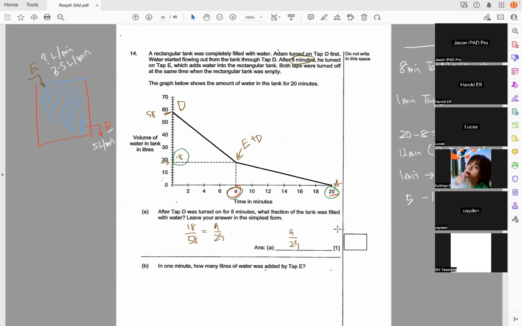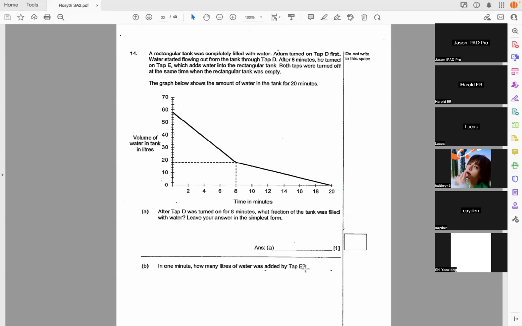So the answer is, in 1 minute, how many liters of water was added by tap E? 3.5, added by tap E, 3.5 liters. Or you don't write 3.5 liters per minute, just write 3.5 liters will do. Any question? Any question? Is there any area you want me to repeat? All good? Okay. Let's go on to the next question.